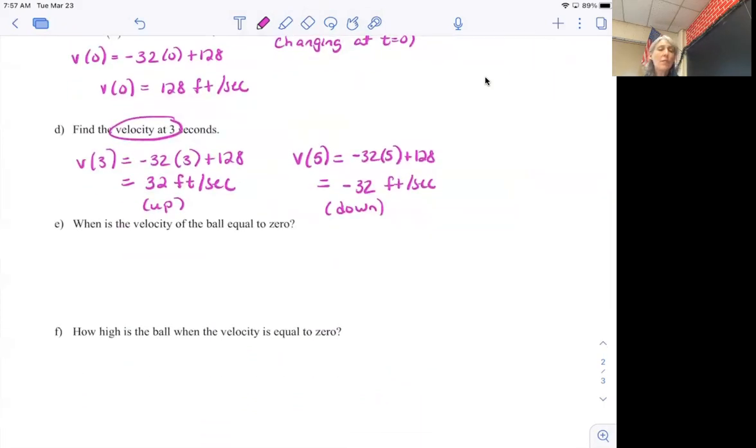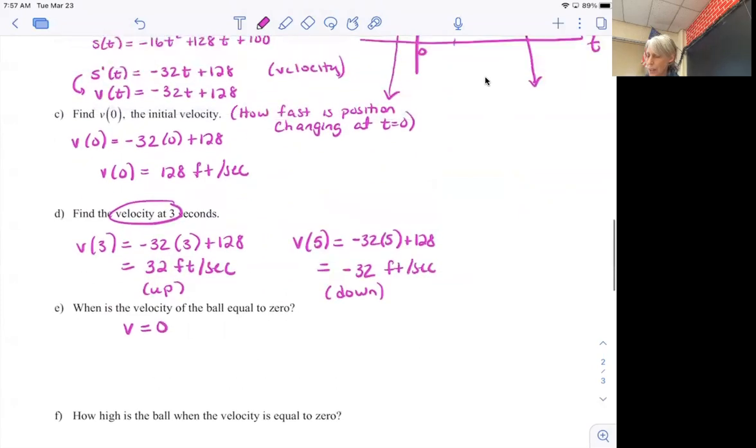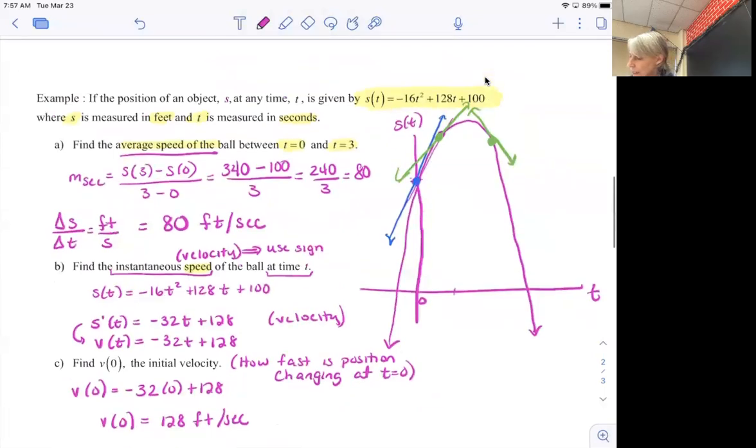When is the velocity of the ball equal to 0? Okay. So the velocity is going to equal 0 when we set the derivative equal to 0. Right? And that's going to be here. The velocity is going to equal 0 when the slope of the tangent line is 0 or horizontal.